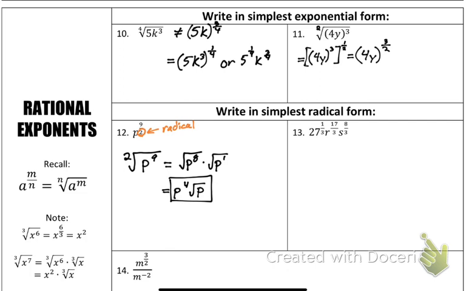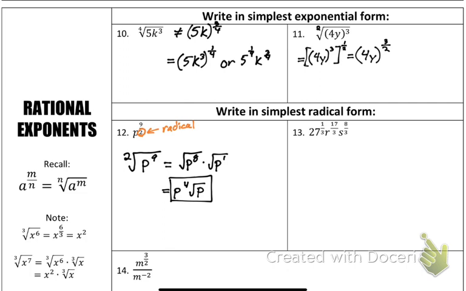What 2? Oh, it's always there. It's kind of like when I write 1x, do you write the 1 all the time? No. So if I write a square root, know that there's always a 2 there. You always write a 3 or 4. You'll notice when I do 3s and 4s, I will always write them.